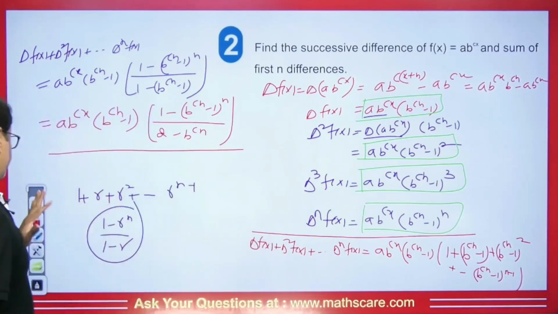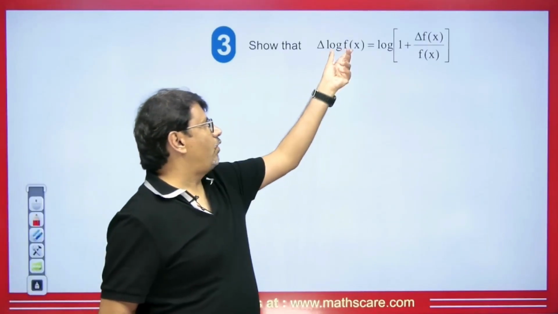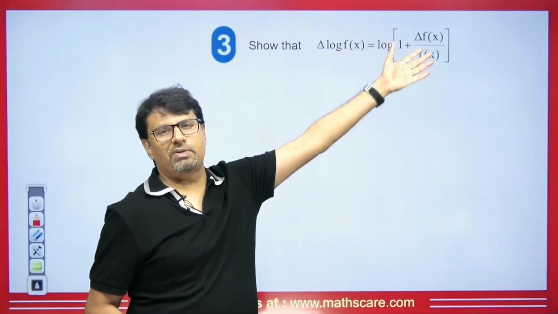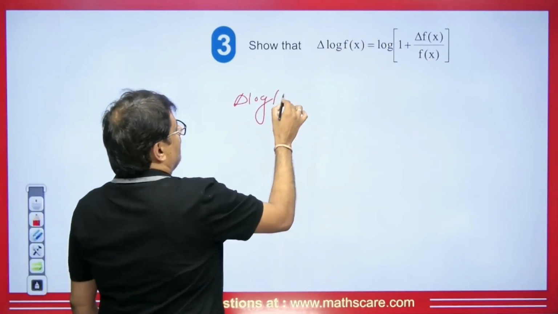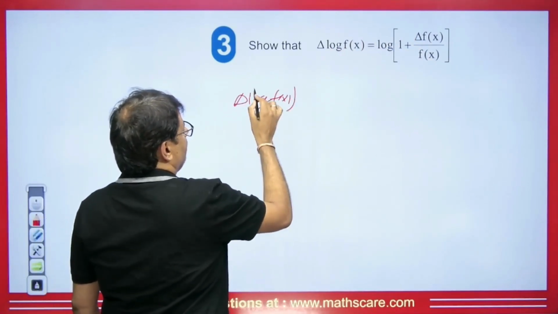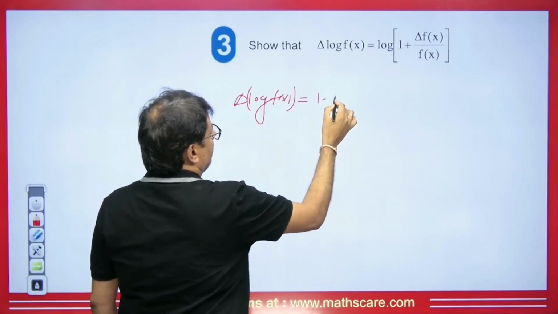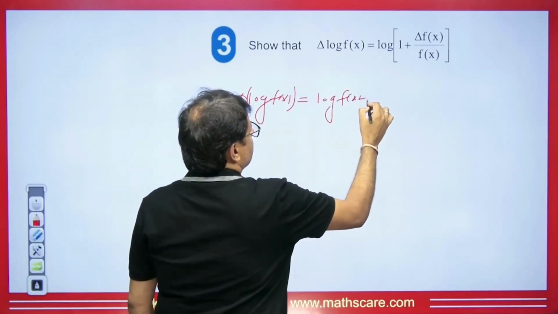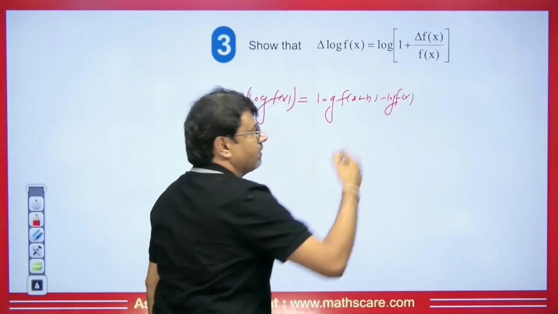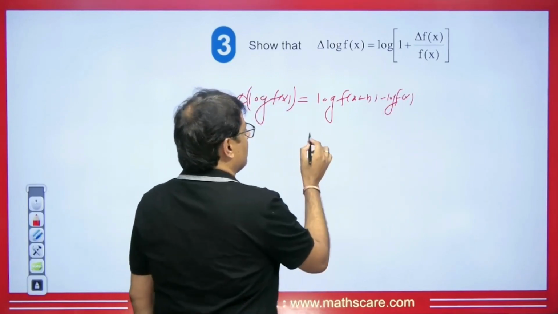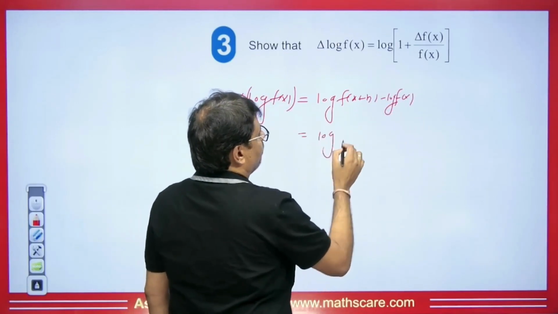Moving ahead. The next question asks you to prove the value of Δ of log f(x) is equal to this. So what we will do here, pay attention, we will talk about Δ of log f(x). Now students, what will be the value that we will get? When we apply Δ, it will be log f(x+h) minus log f(x). We have the value coming. What do we do here? It will be log of its value.